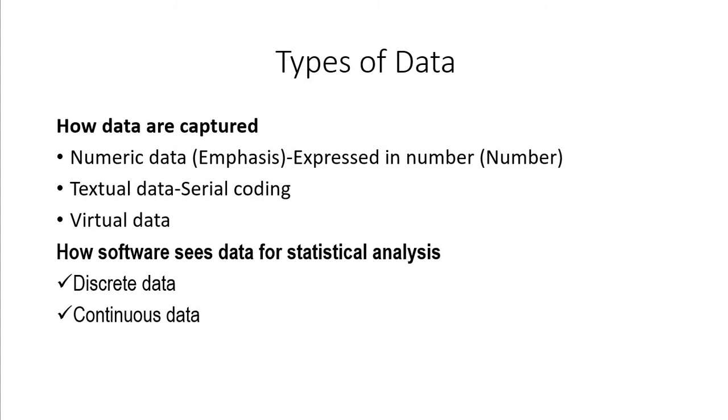Then we also have textual data. Textual data are data that are captured using symbols or using words or letters. So they normally go with studies that use interview situations whereby we cannot use numbers to capture them, especially if the objects of study are unique and more abstract in nature. We cannot use numbers to capture them. Then we use textual data.